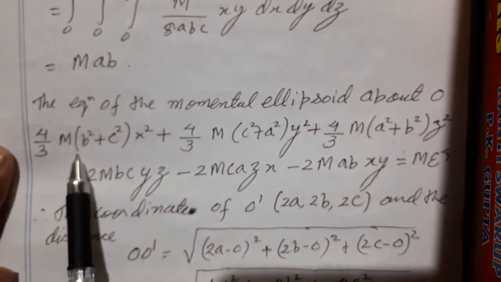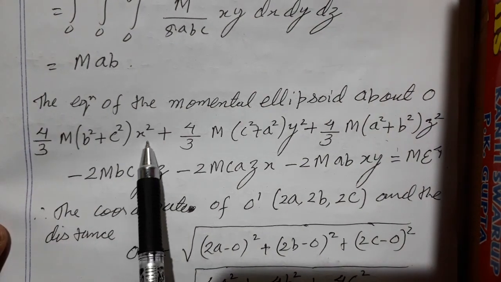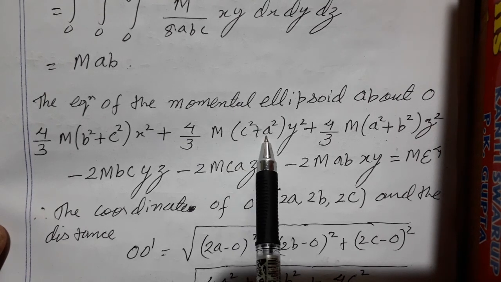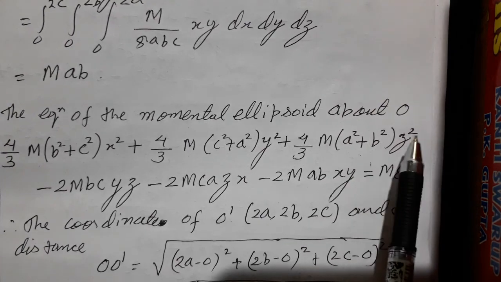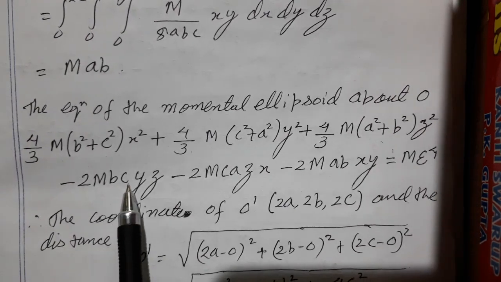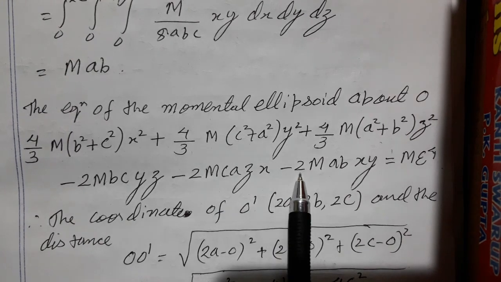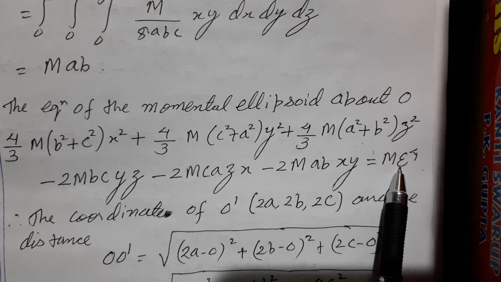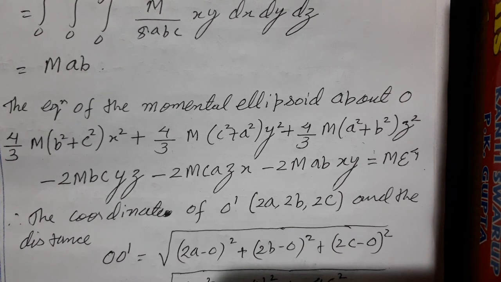Putting these values, we get 4 by 3 m (b squared plus c squared) x squared plus 4 by 3 m (c squared plus a squared) y squared plus 4 by 3 m (a squared plus b squared) z squared minus 2mbc yz minus 2mca zx minus 2mab xy, which is equal to m epsilon to the power 4. The other part I will explain in the next video.